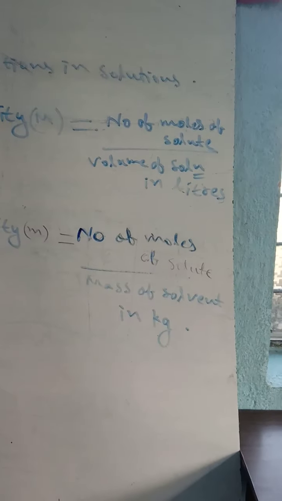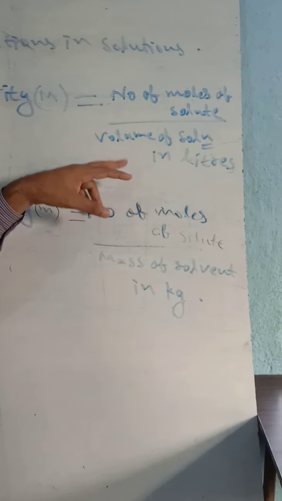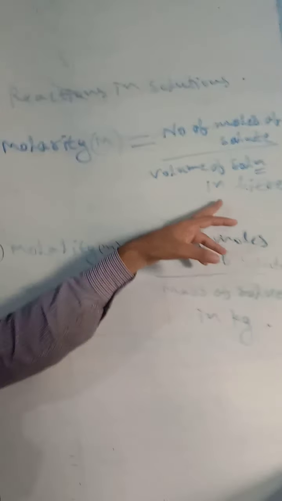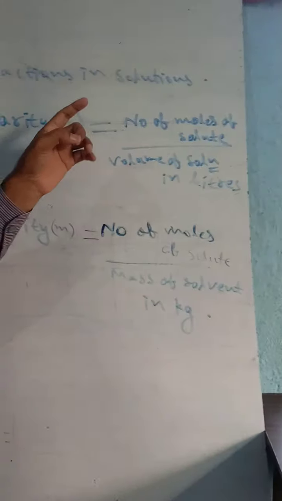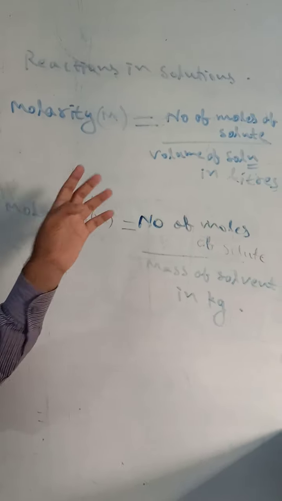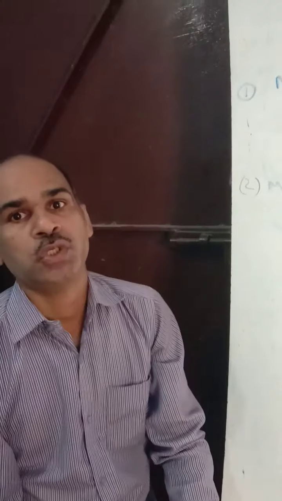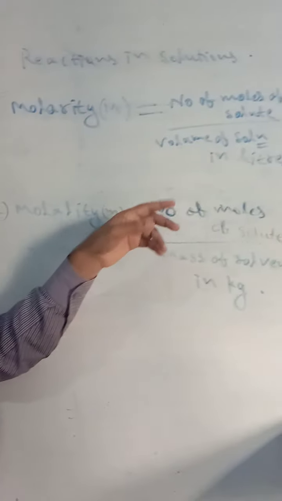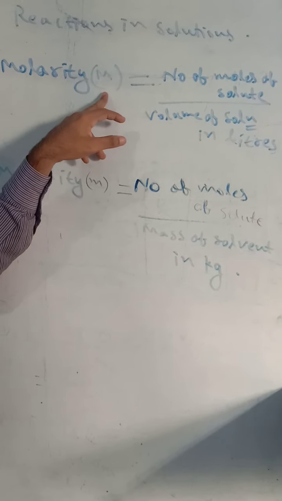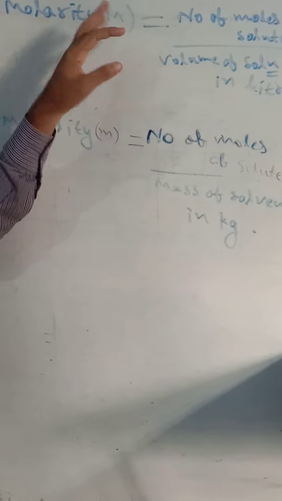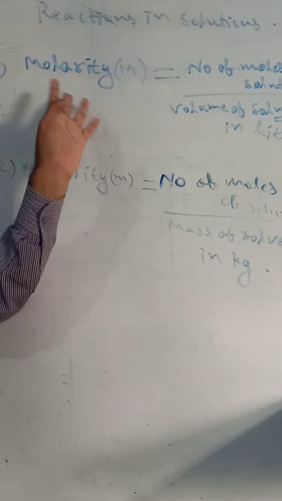If you do 0.5 by 1 to solve it, so I think 0.5, it means the decimal will change. So 5 by 10, it means 1 by 2, it means 0.5. Molarity equals 0.5 M. Okay, so first I have discussed how you will calculate molarity.